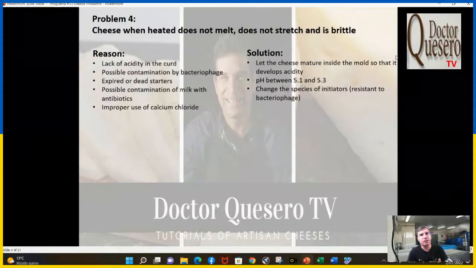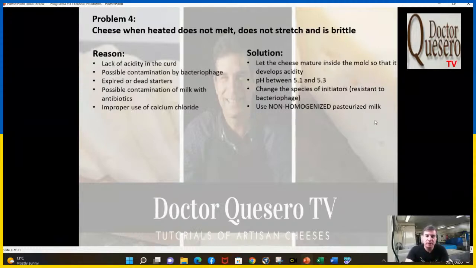Some cultures are, I would say, weaker than others to the attack of the virus, of the bacteriophage. So by changing your culture, you will avoid this. Okay.